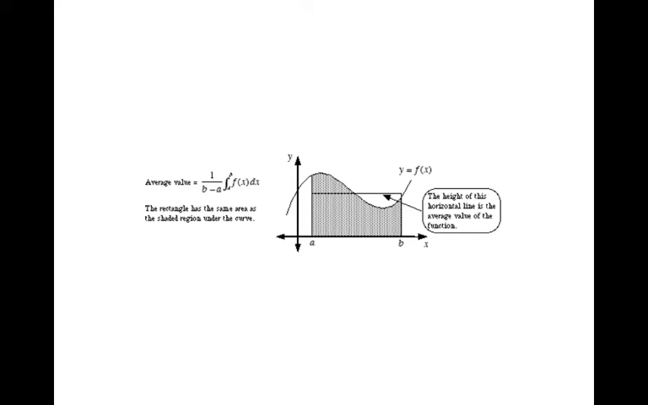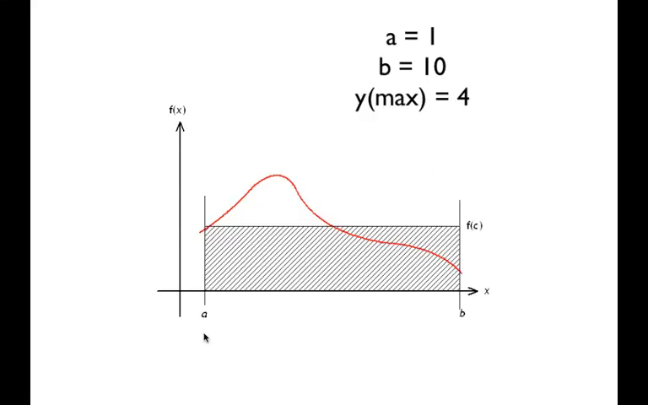Now let's work an example. On this function, the x value of a is 1, the x value of b is 10, and the maximum y value is 4. So we ran a Monte Carlo integration and found that 88 of the points were located under the curve and 12 were located above the curve.